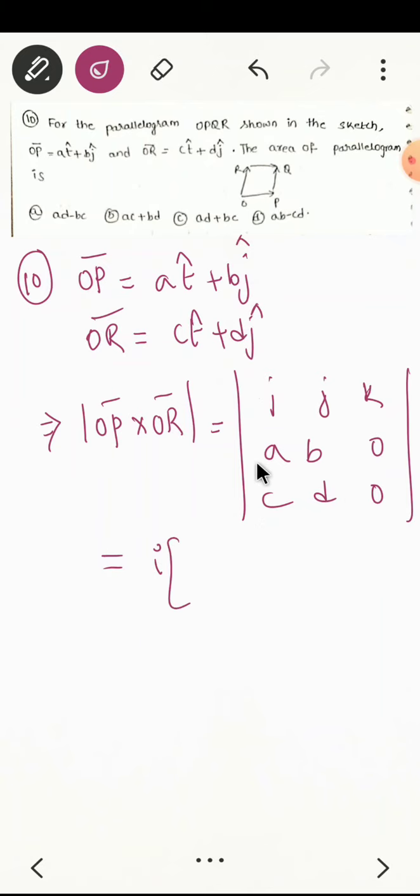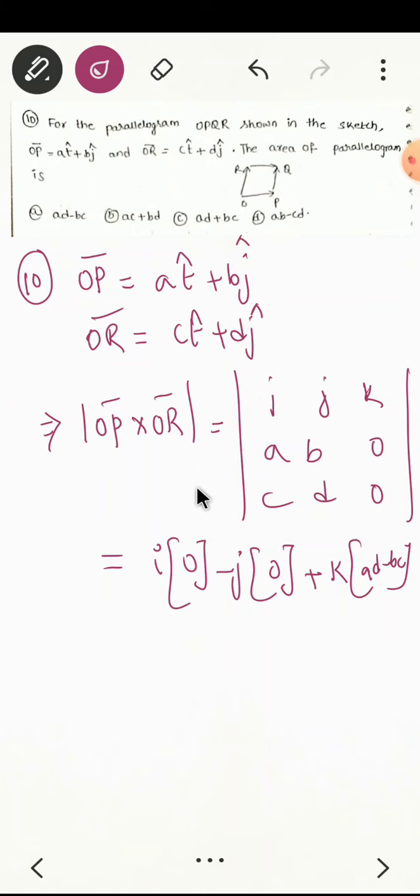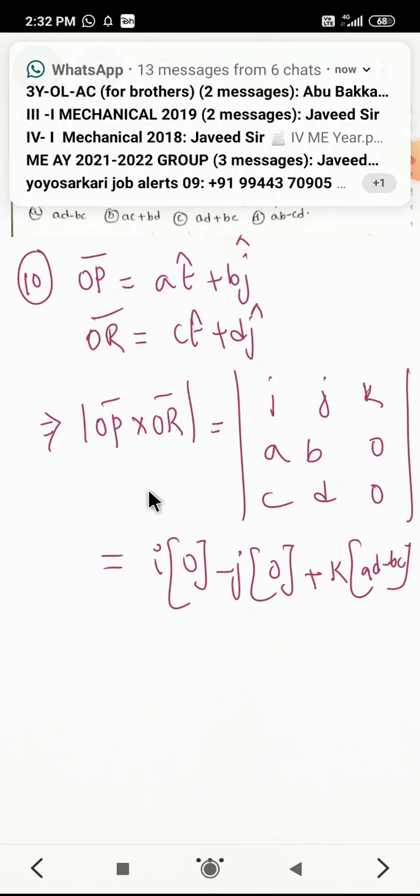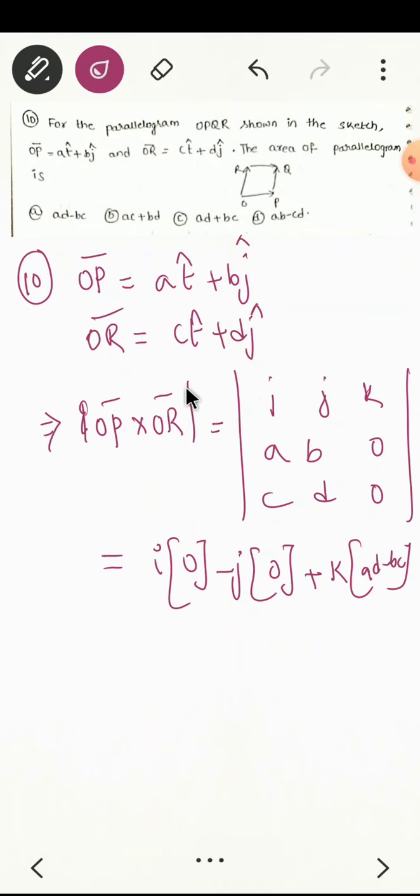Then I into 0 minus 0, minus J into 0 minus 0, plus K into AD minus BC. We have not done the mod. Come on, do mod. The area is the mod of OP bar cross OR bar, which is root over (AD minus BC) whole square. Square cancels. AD minus BC is the answer. Option A is correct.